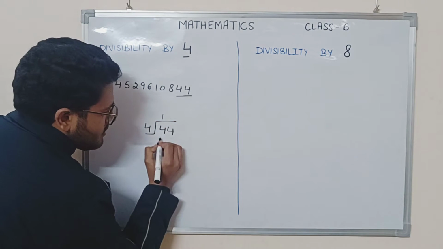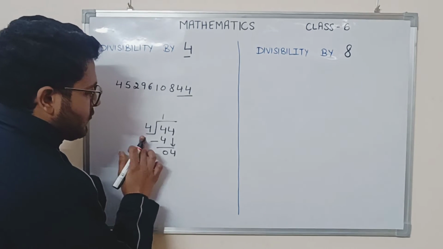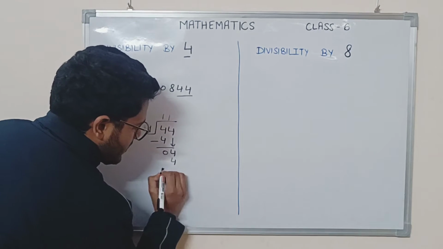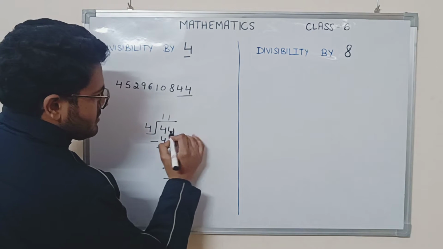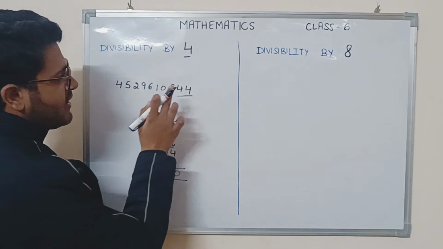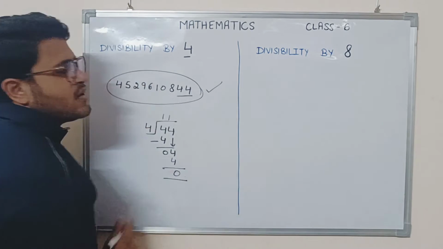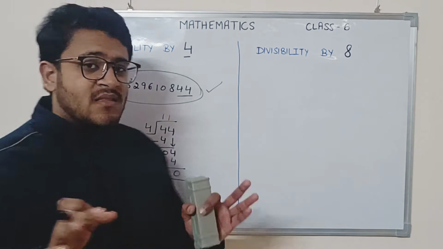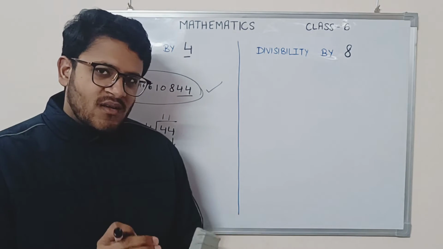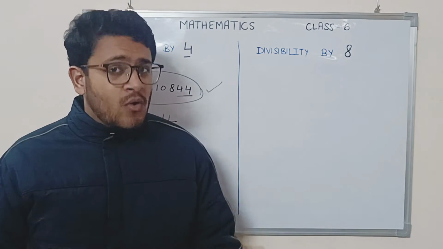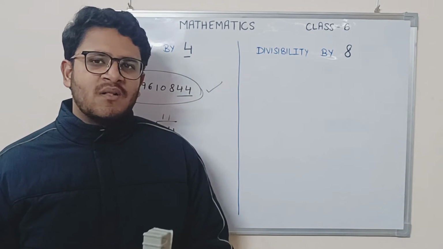So 4 twos are 8, 0. Again we have 4, so 4 ones are 4. So the remainder is 0, which means this number is divisible by 4. And if this number is divisible by 4, then the whole number is also divisible by 4. So the divisibility test for 4 says, whichever number you are given, if the last two digits of that number are divisible by 4, then the whole number is divisible by 4. We will do many examples of this in the coming videos.